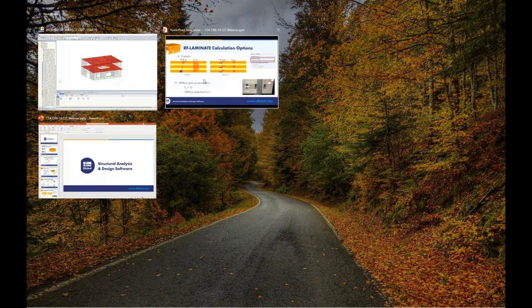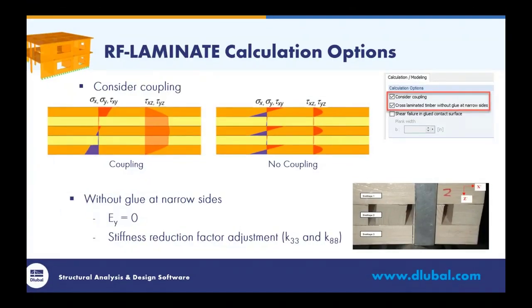So I'm going to go back to the PowerPoint to explain this in a little bit more detail. The first option, consider coupling, is automatically checked by default. You can see over on the left, when we have coupling turned on, we're assuming that we have glue at the top and bottom of these individual layers, essentially coupling each layer to each other. So when we look at the stress distribution, according to normal stresses as well as shear stresses, we're going to see a common relationship here between all of the layers.